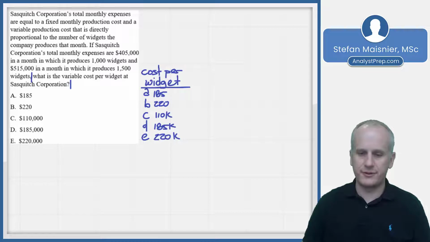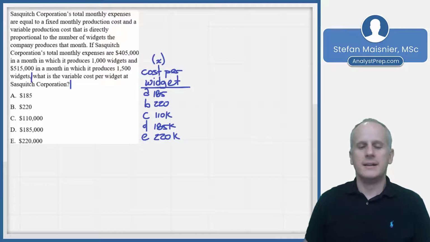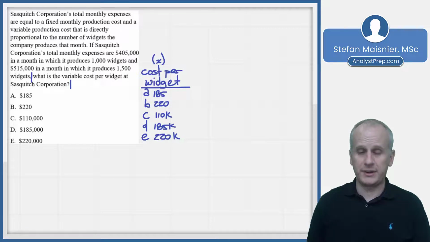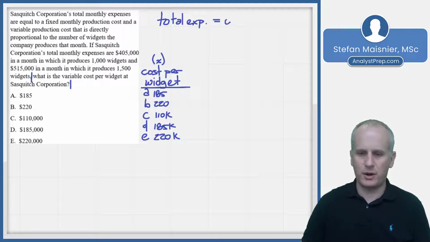And since we're looking for this as a variable, some unknown, we'll just call that our x. Now we start reading from the beginning, taking notes as we go, and if we can build algebraic expressions, we should do so. So at the top, Sasquatch Corporation's total monthly expenses are equal to a fixed monthly production cost. So we know that our total expenses, in EXP we can write that, are equal to a fixed monthly cost, and we can call that y.